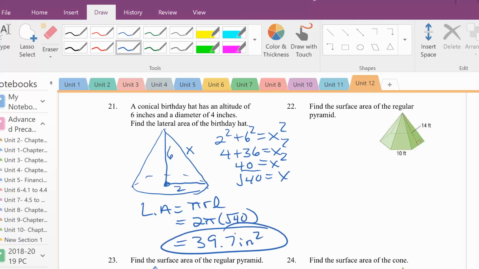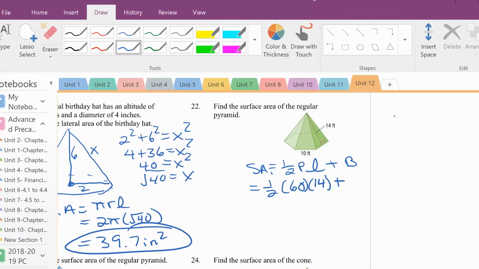All right, so now here it says find the surface area of the regular pyramid. Remember, surface area is 1/2 perimeter of the base times the slant height. That's the lateral area plus the area of the base. So it's 1/2. In this case, the base is a hexagon, so it's 1/2 60 times 14. But then you have to find the area of the base, and remember that's where you have to draw a triangle. And you know it's going to be a 30, 60, 90. This is 5 because it's half of the base. So then the apothem is 5 rad 3.